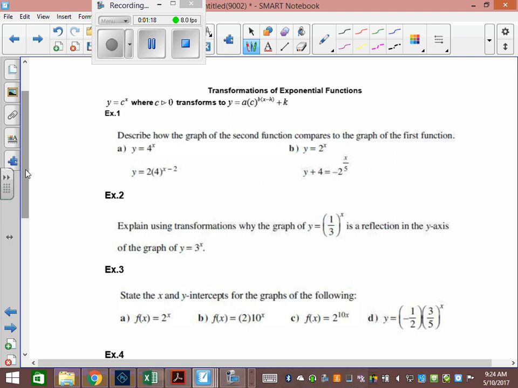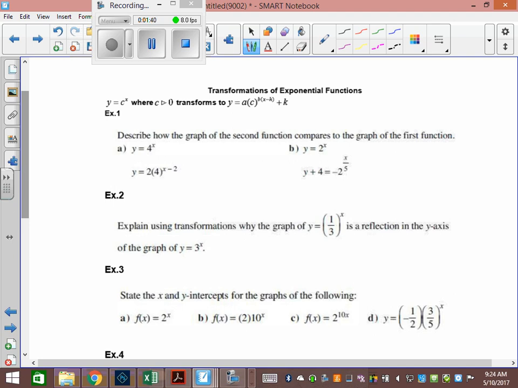Sometimes, for example, if this was 4 to the x minus 2, and then this was 4 to the x minus 2, the only thing that would have changed would have been the 2. So I wouldn't say it was horizontally translated 2 to the right in that case, because that would have already been there. However, it's not there, so I have to say it. Does that make sense? So when you compare graphs, you have to compare what's changed between the two.